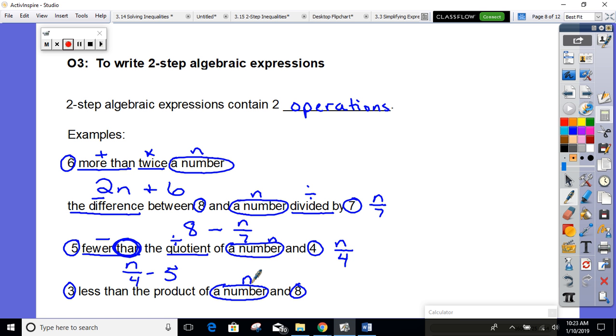Jenna, what are some words in there that tell us what to do? Less than, product. Okay, when it says less than, what do we do? Subtract. When it says product, what do we do? Multiply. Okay, Savannah, let's start with products. The order of operations, we usually start with multiplying. What are we finding the product of? What two things?